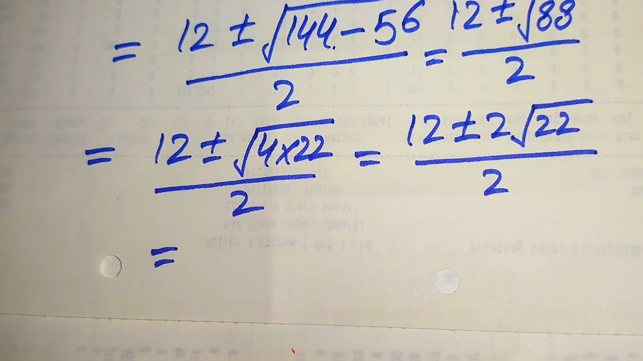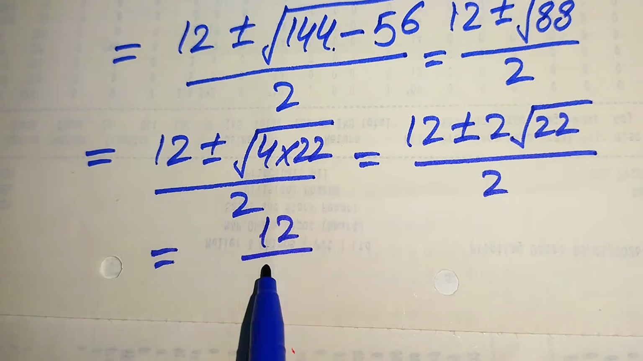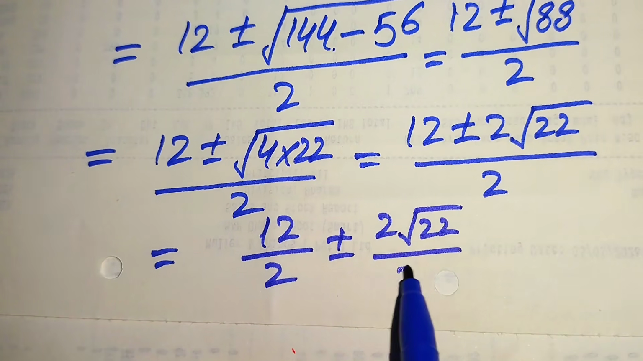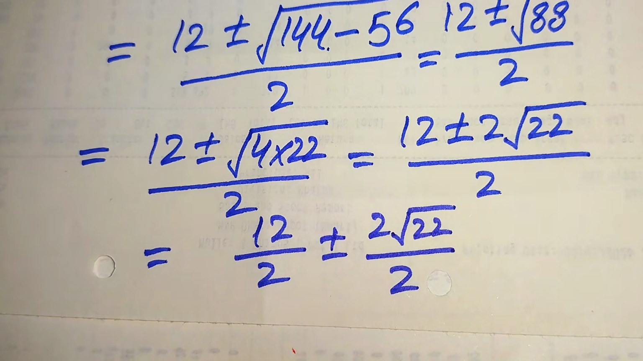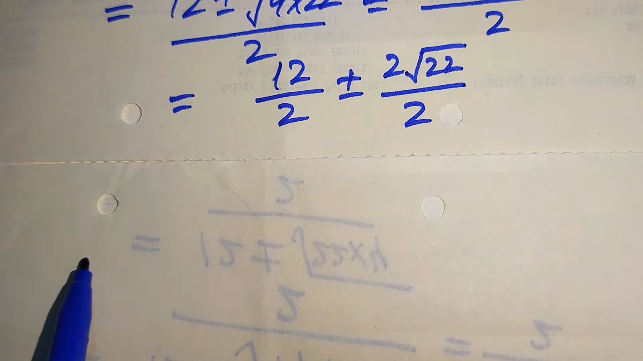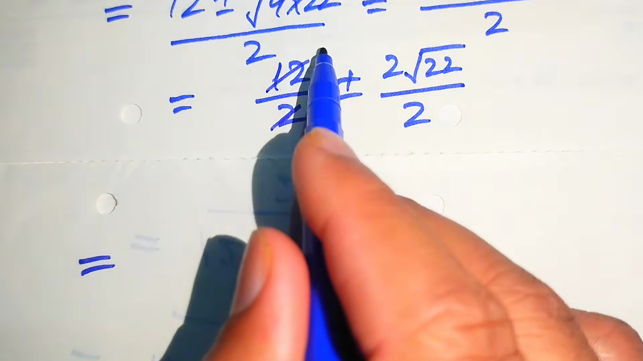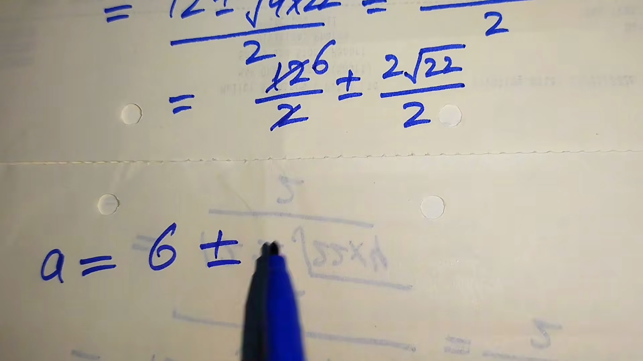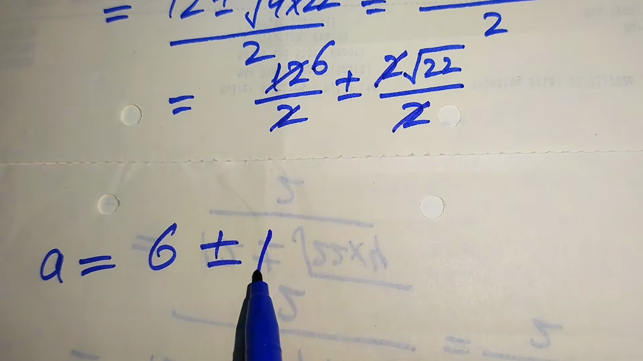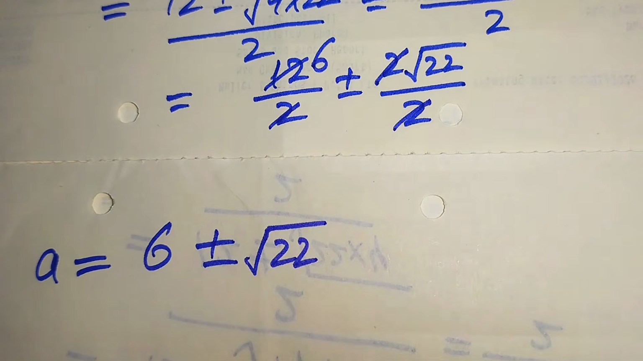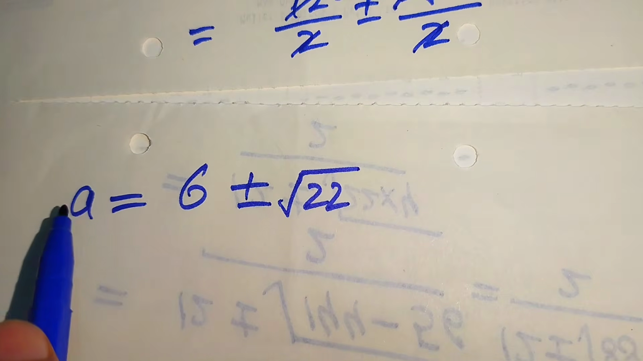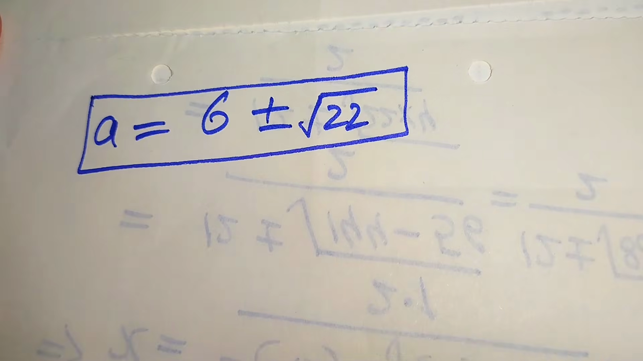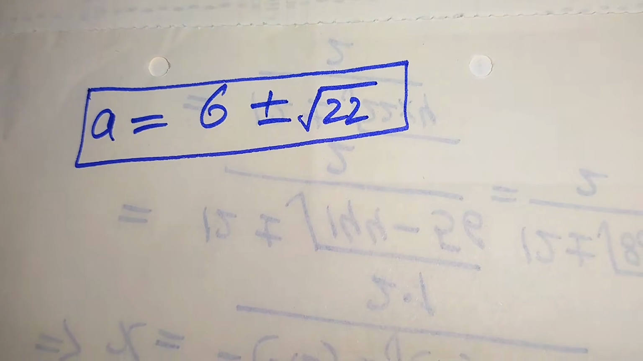Further in the next step we break this fraction, and it will be written as 12 divided by 2 plus minus 2 times square root of 22 divided by 2. Further in the next step we need more simplifications, and we obtain 12 divided by 2 becomes 6, and we get the value of a is equal to 6 plus minus, the 2 and 2 are gone, and we get square root of 22. So these are the two values of a which we get here.